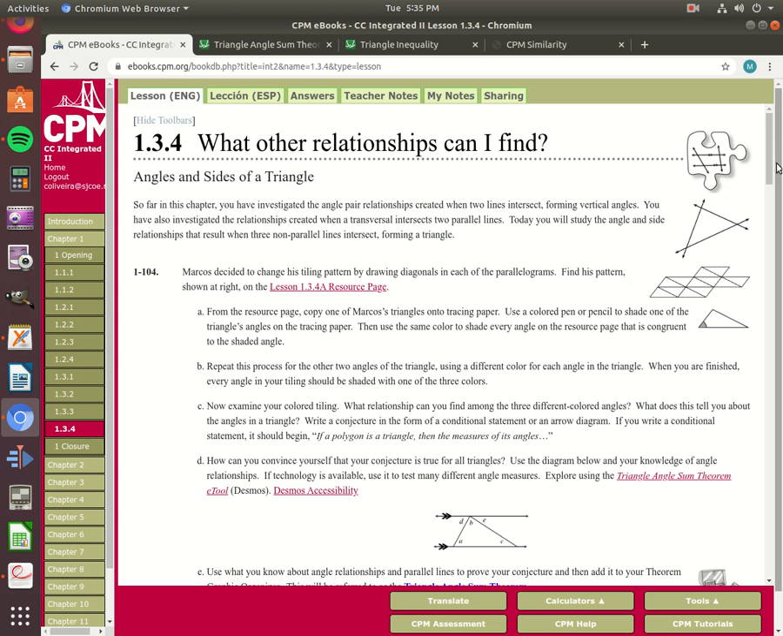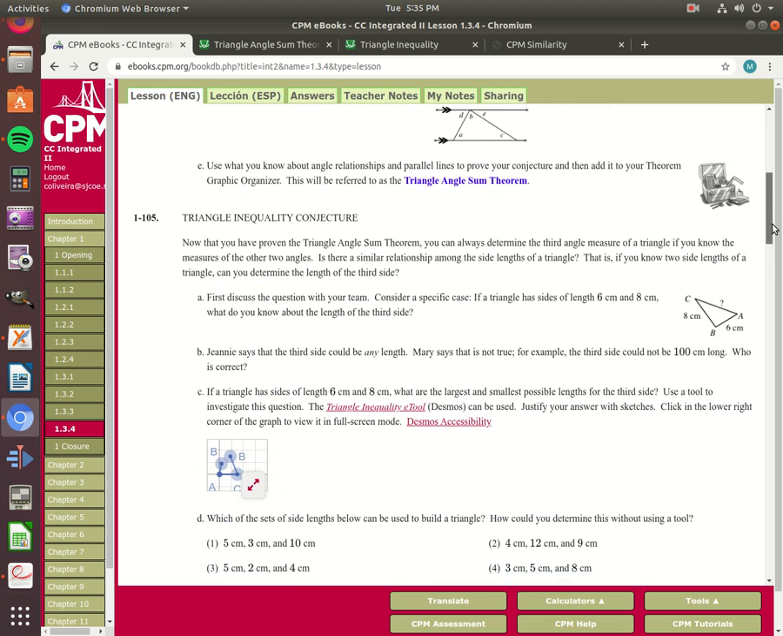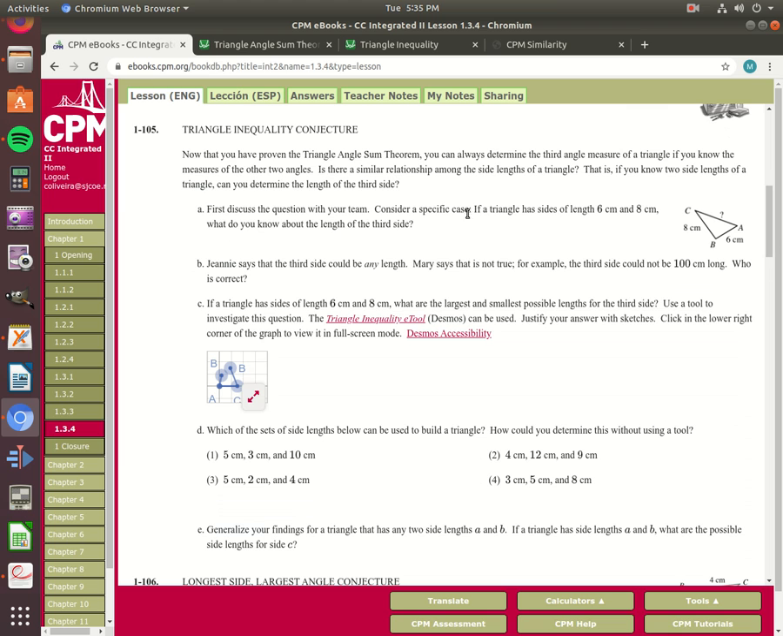So moving along here. It says triangle inequality conjecture. Now that you have proven the triangle angle sum theorem, you can always determine the third angle measure of a triangle if you know the measure of the other two angles. This is kind of true. You can figure out a range for the third side.